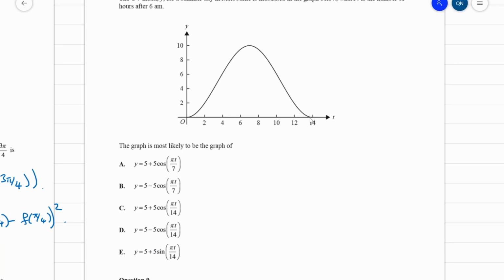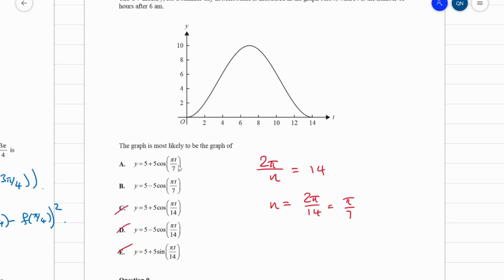So we know the period is 14, so let's try to find the coefficient in front of that t there. It's going to be 2pi divided by n. We set that equal to 14 and we try to find n. So n is going to be 2pi over 14, which is pi/7. So we need a pi/7 in front of that t there, so we can eliminate C, D, E.